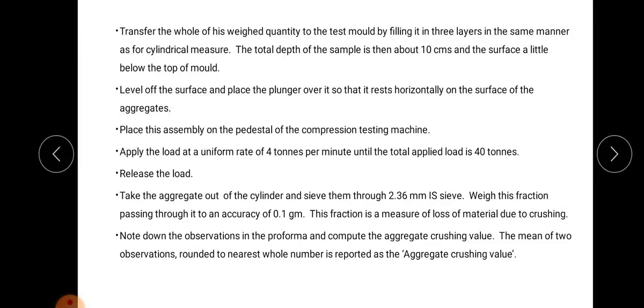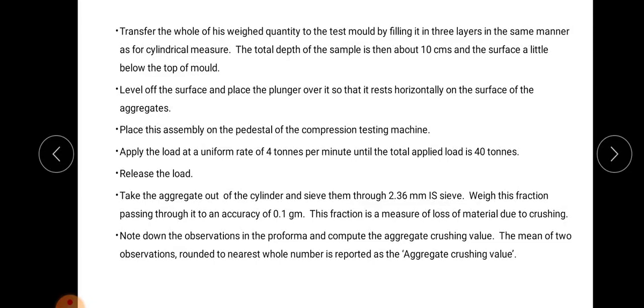Okay, then transfer all of this weighed quantity to the test mold by filling in 3 layers. This aggregate should be filled in the test mold in 3 layers in the same manner as for the cylinder measure, and each layer has to be given 25 blows. Okay, then level the surface and place the plunger over it so that it rests horizontally on the surface of the aggregate, and place this assembly on the pedestal of the compression testing machine. Okay, then we have to apply the load gradually using the compression testing machine. So apply the load at a rate of 4 tons per minute until the total applied load is 40 tons.